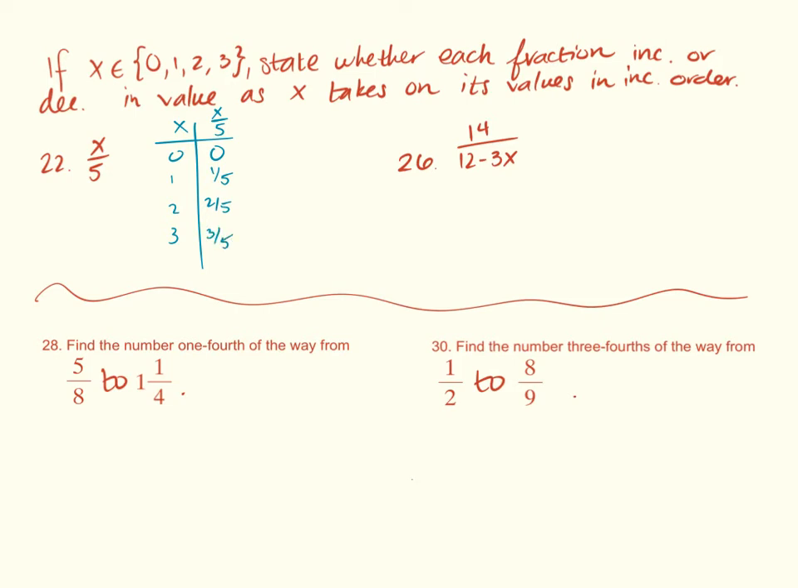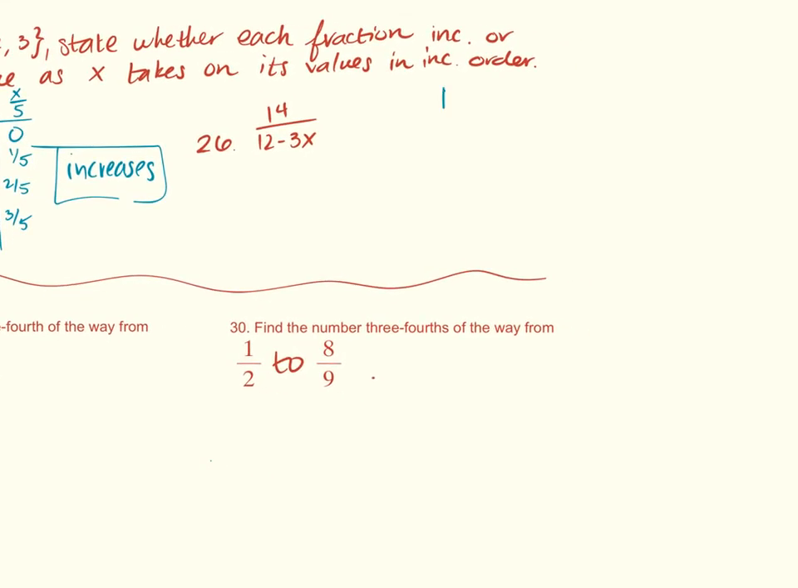Because 3/5 is larger than 1/5. So we have increases as our answer. For 26, again, we do our t-chart.